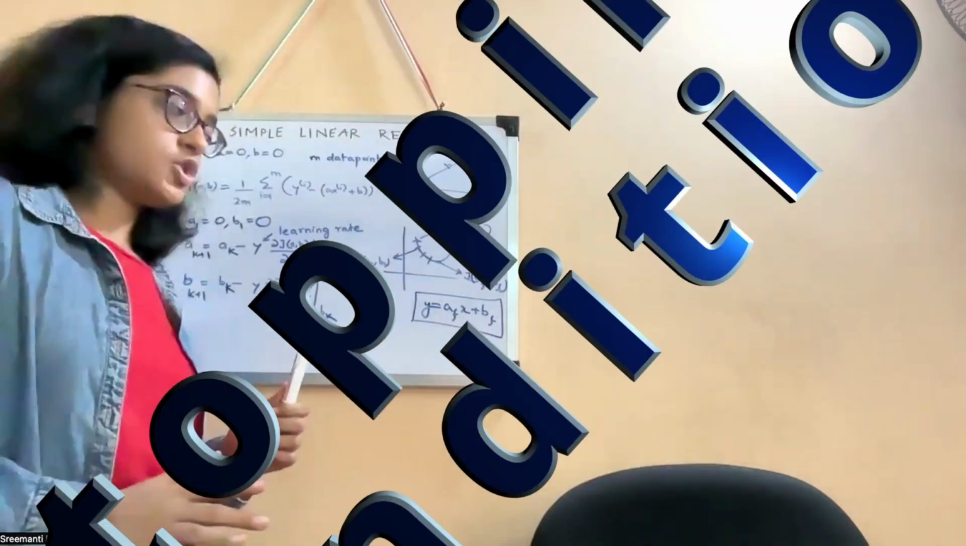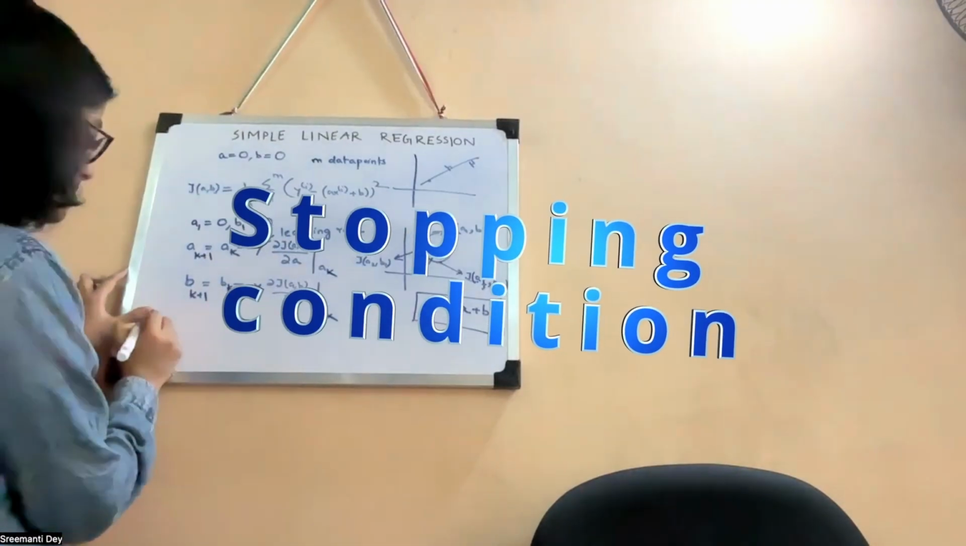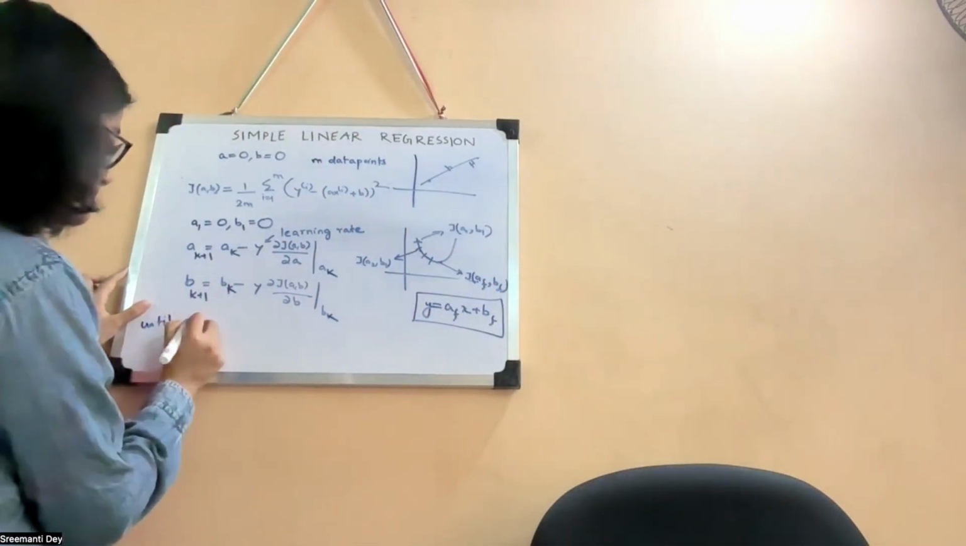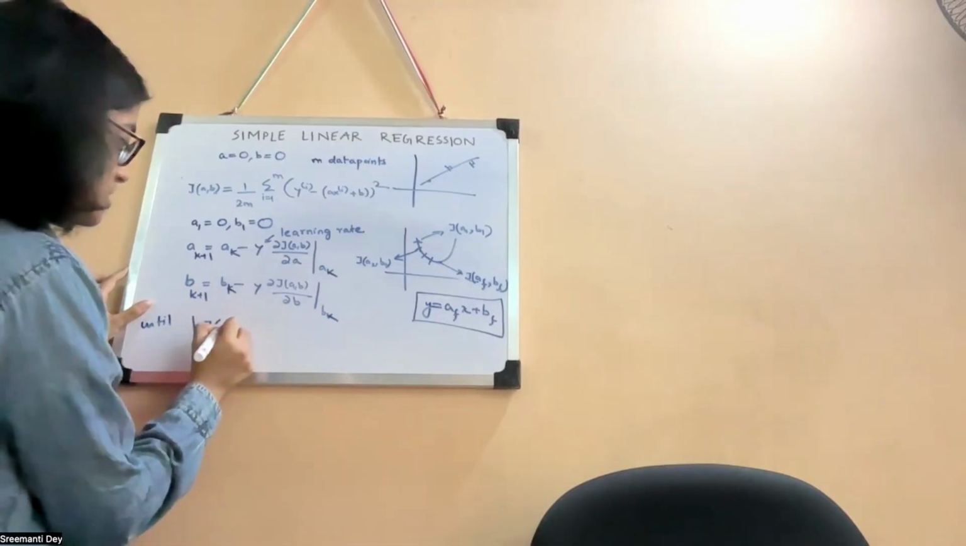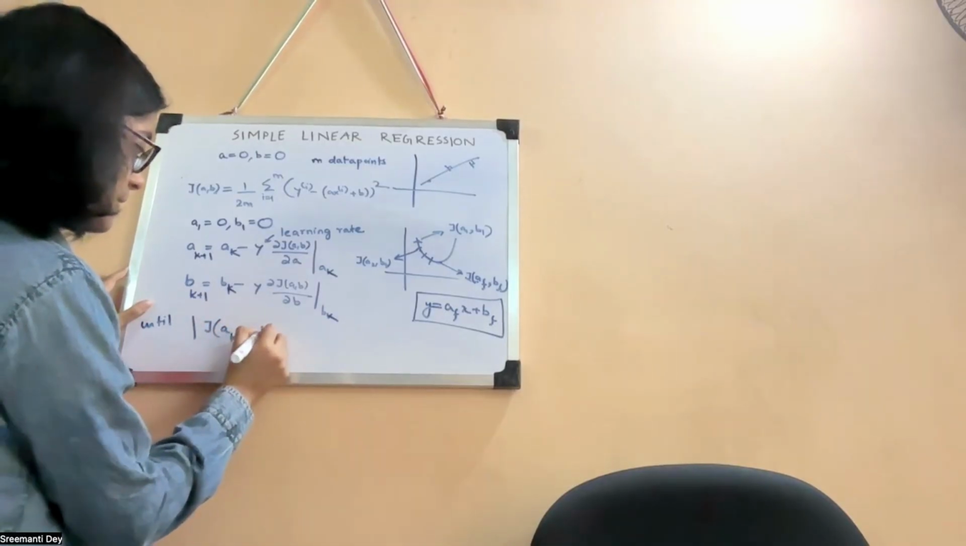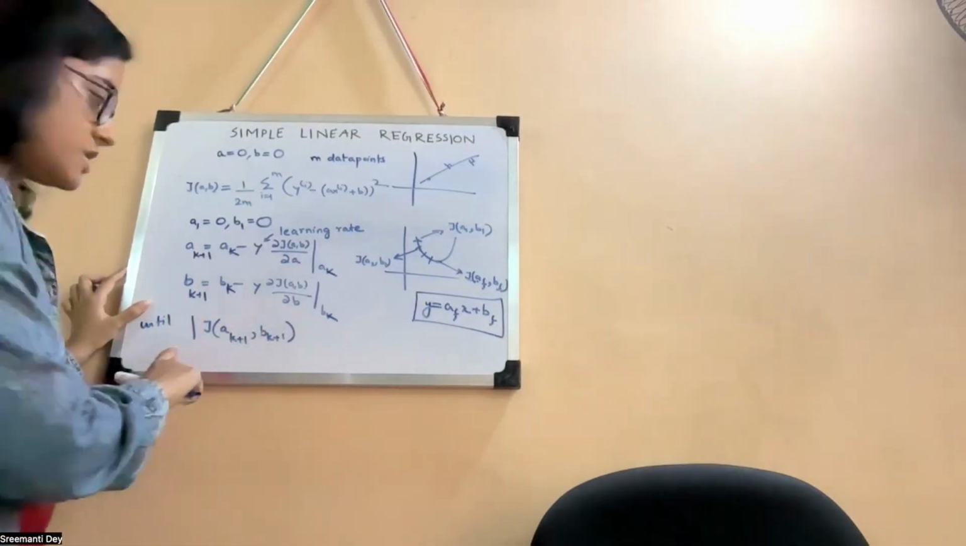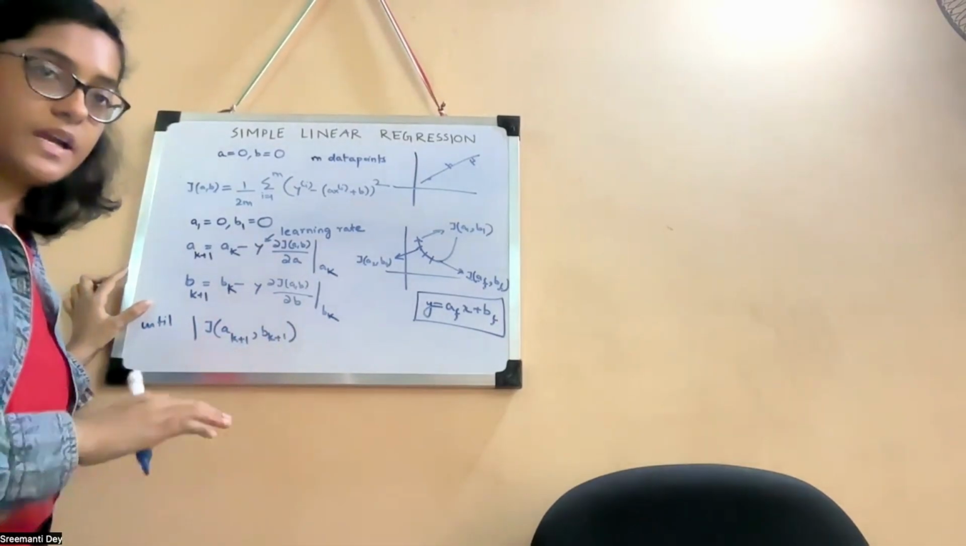What is the stopping condition? You can't do this forever, so you will have to check. We will do this until the cost function does not change by much, so until J(A_{k+1}, B_{k+1}) is close to J(A_k, B_k). Remember, J is the loss function, so the losses are not differing by much.